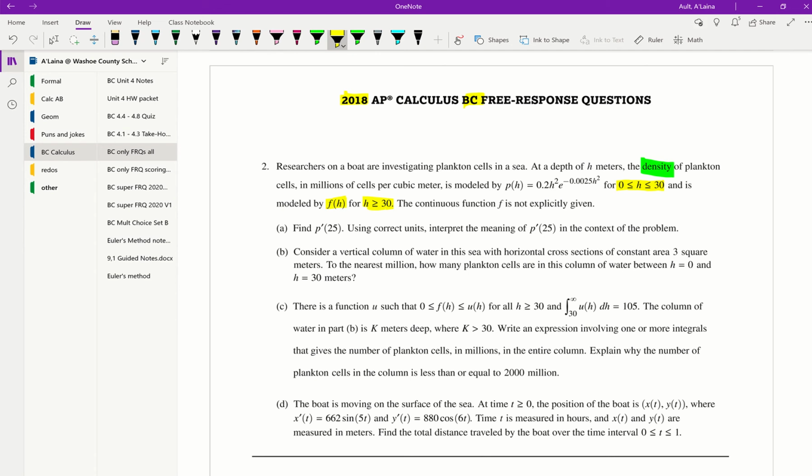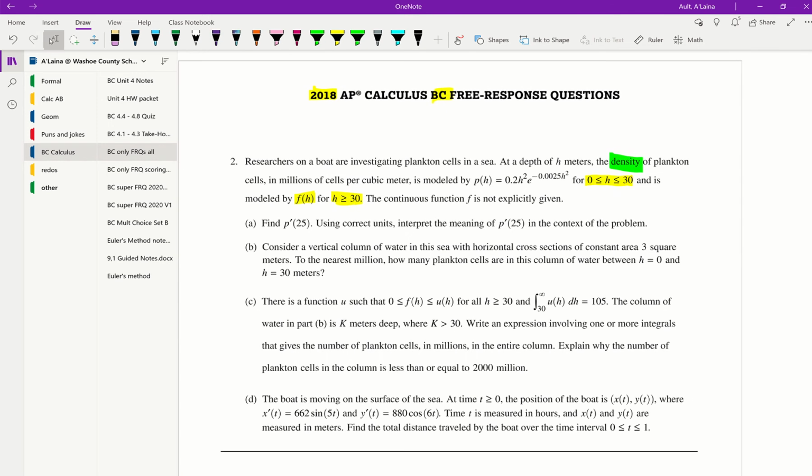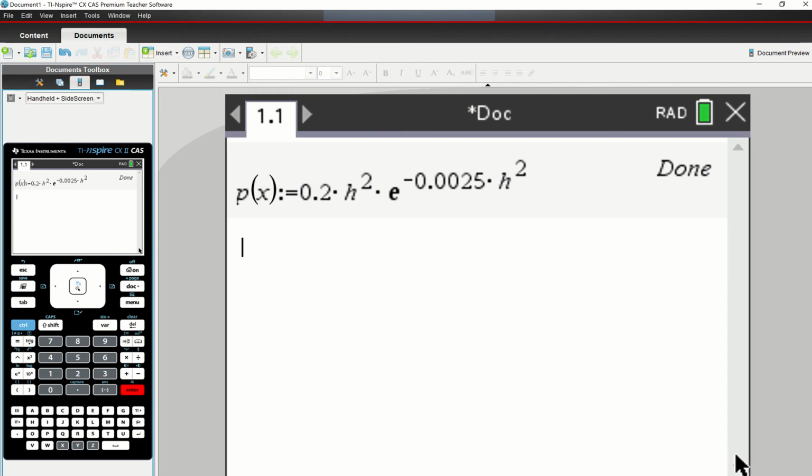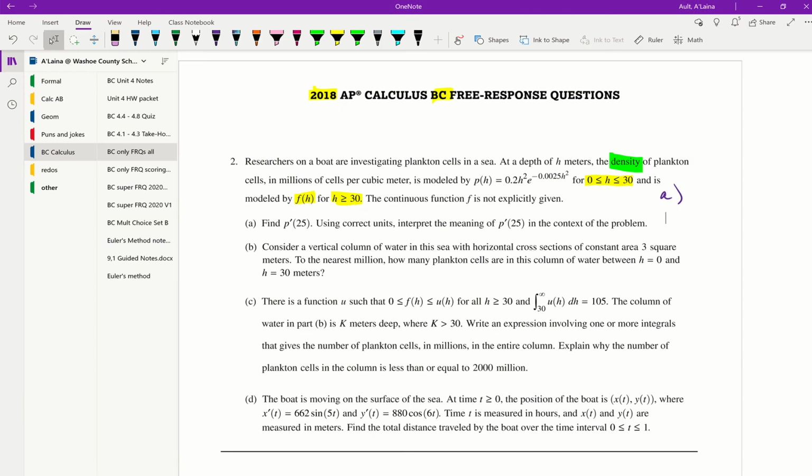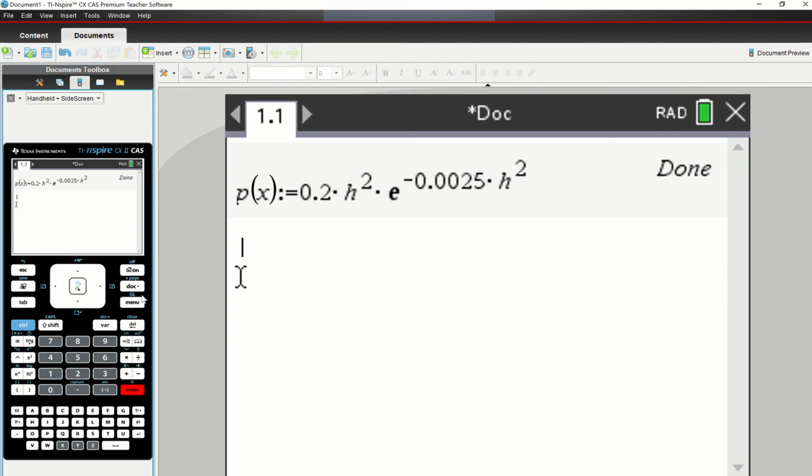Part A, we want to find P prime of 25, and then interpret what that means. This is a calculator active problem, so we can find it using our calculator. I already took the liberty of defining P. I'm going to double check that I typed it correctly, which I recommend: if they give you a function on an FRQ, take the time to define it. You're probably going to use it multiple times, so double check it. Now I want to specifically find the derivative at 25.